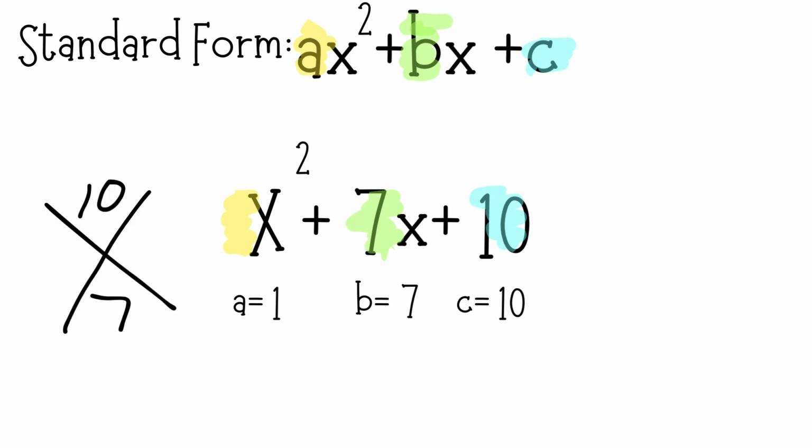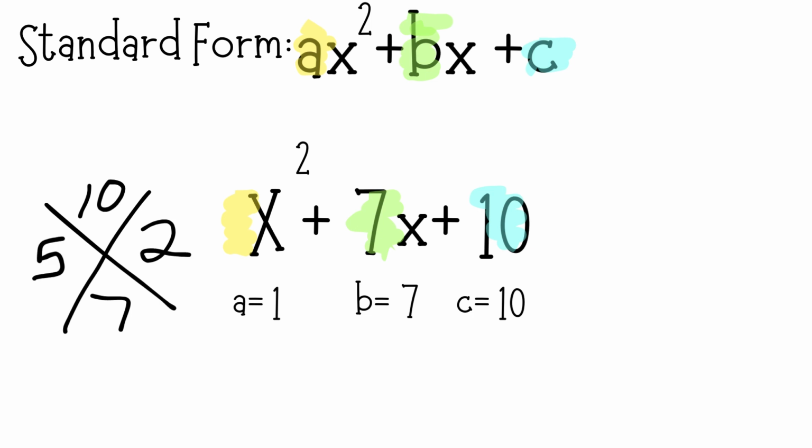Now we want to make our X where the top is going to be 10 because the product of 1 times 10 is 10, and the bottom of the X is going to be 7 because b equals 7. We want to find two numbers that multiply to 10 and add to 7. If you would like, take a pause to try and find these numbers.